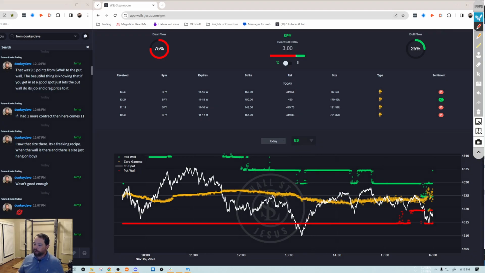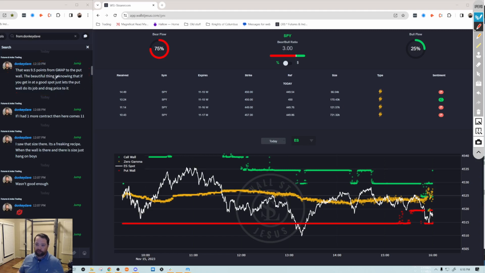And so I was talking about the time of day. We're trading here in lunchtime, the end of lunch. If I had one more contract, then here comes 11. If you remember, I was talking about that before. That was my target. That was my ultimate target. And that was 9.5 points from GWAP to the put wall.